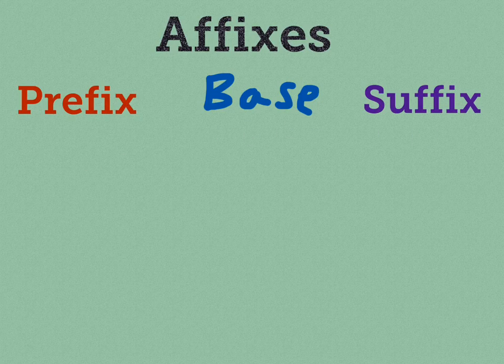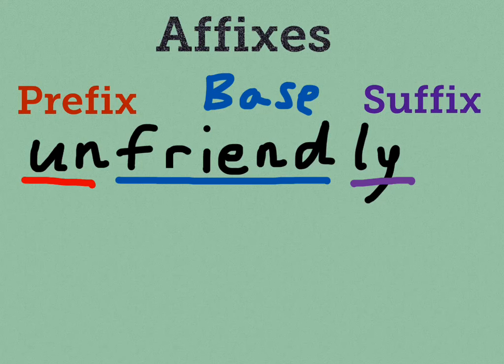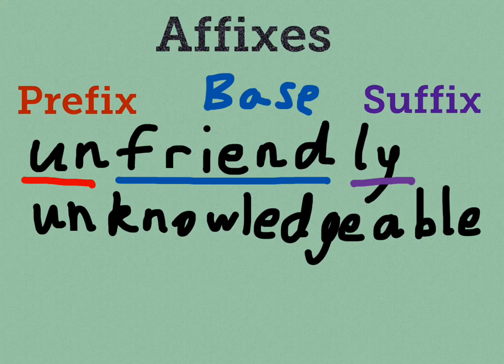So here's some examples. If you had the word unfriendly, your base word is going to be friend. Your suffix will be ly. So if you're friendly, you make friends easily. But un is your prefix, which means not. So now this word means not friendly. Unfriendly means not friendly. You have a base word, a prefix, and a suffix.